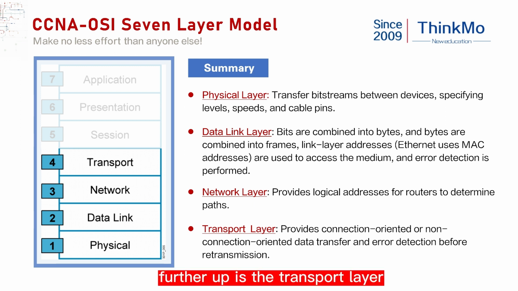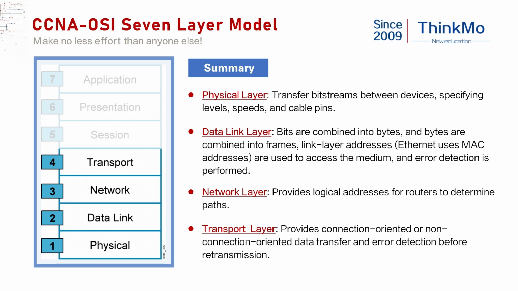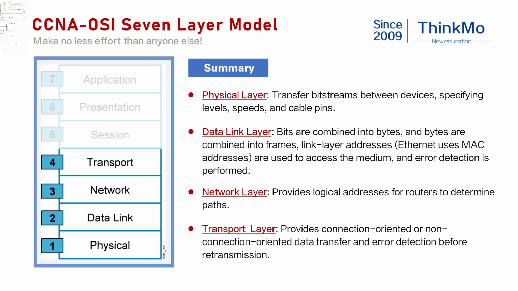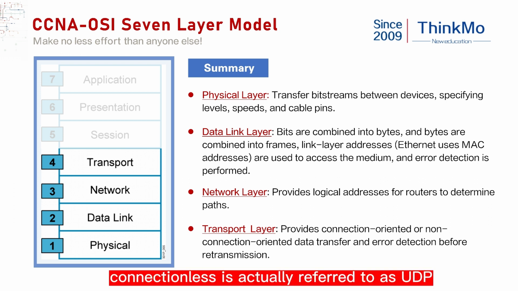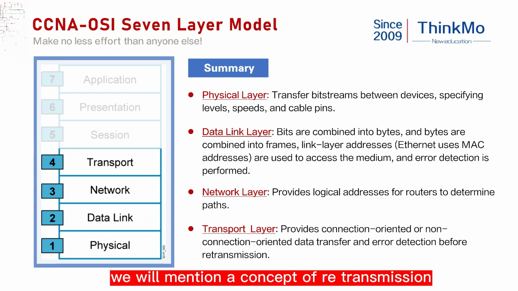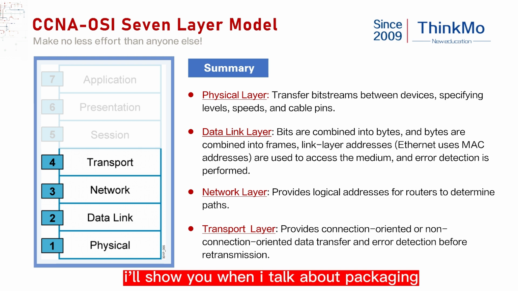Further up is the transport layer. The transport layer provides connection-oriented or connectionless data transfer. What does this mean? Let's take a look. For connection-oriented, it's the TCP we just mentioned. Connectionless is actually referred to as UDP. If we are using TCP, in fact, we will mention a concept of retransmission. Later, I'll show you the transport layer when I talk about packaging.